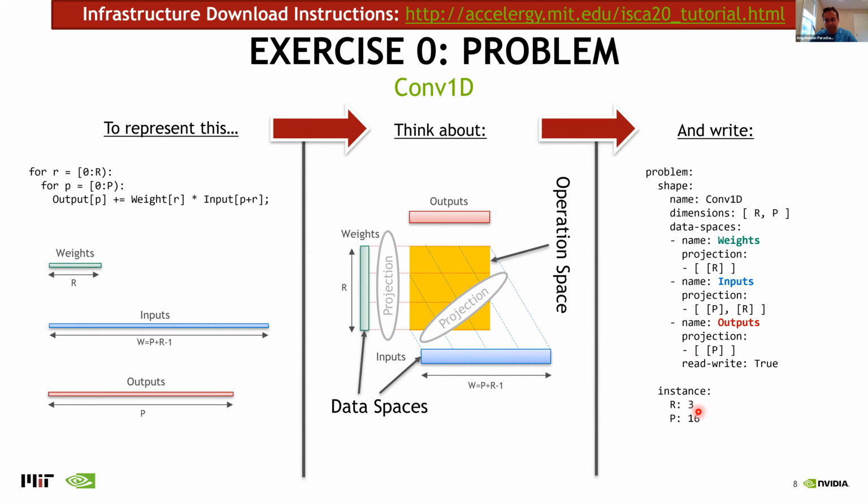And then a problem instance is a specific instance of this in which you instantiate a value for each of these dimensions, R and P in this case. So we set R to 3 and P to 16 just in this example. Okay, so that's the problem.